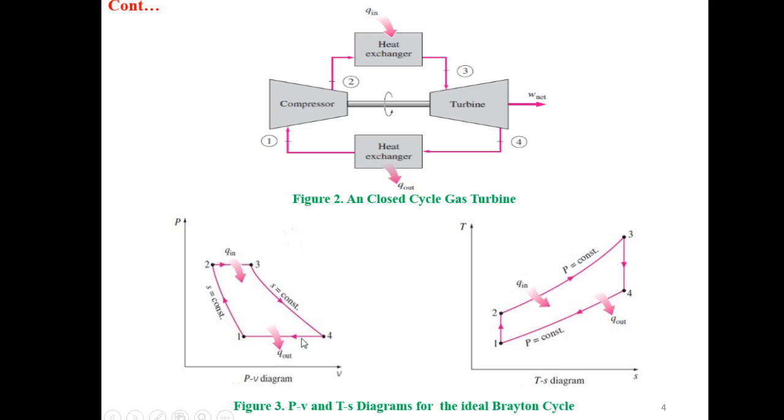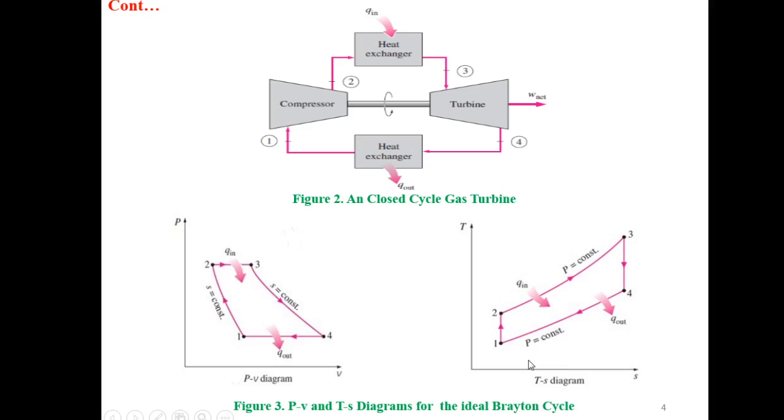This is the pressure volume diagram, the PV diagram. You can see 1 to 2 is the compressor. We are doing the compression from 1 to 2, and this compression is isentropic compression.